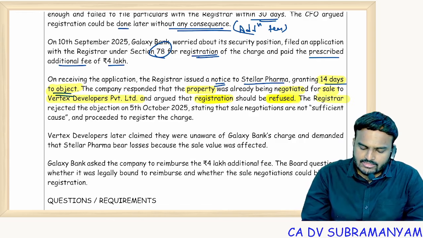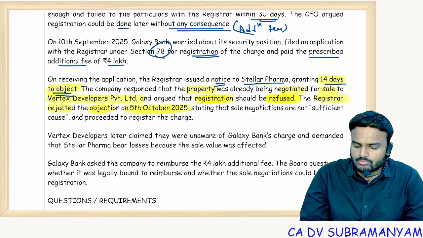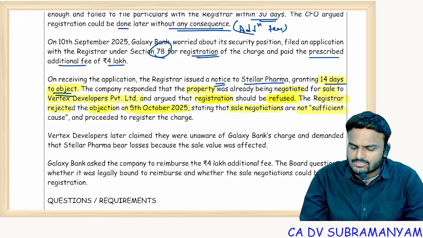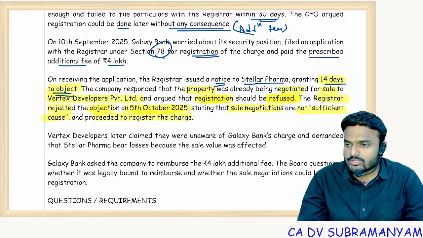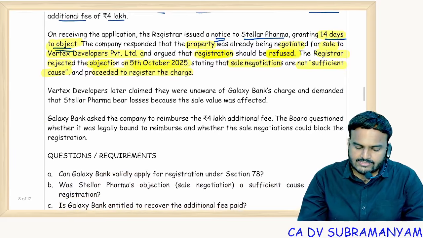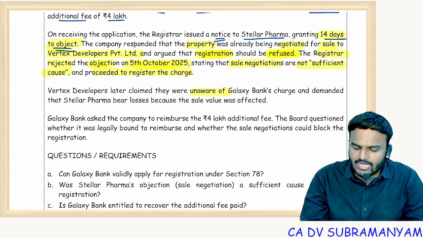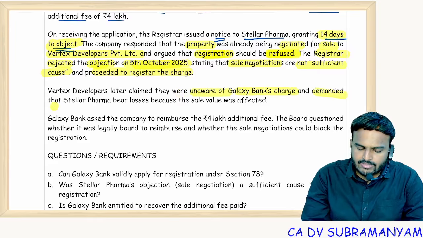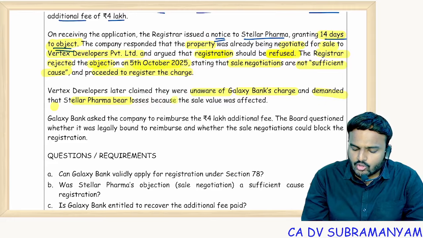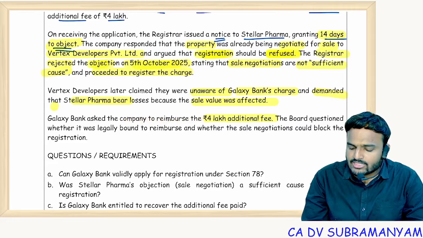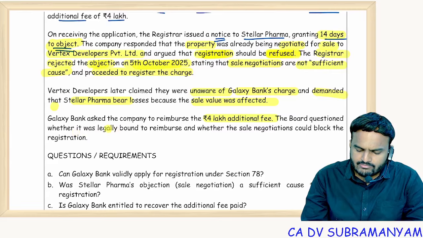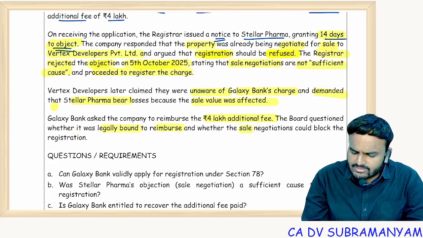No. The registrar rejected the objection on 5th October 2025, stating sale negotiations are not sufficient cause, and proceeded to register the charge. Vertex Developers later claimed they were unaware of the Galaxy Bank charge and demanded that Stellar Pharma bear losses because the sale value was affected. Next, Galaxy Bank asked the company to reimburse the 4 lakh additional fees. The board questioned whether it was legally bound to reimburse and whether the sale negotiations could block the registration.